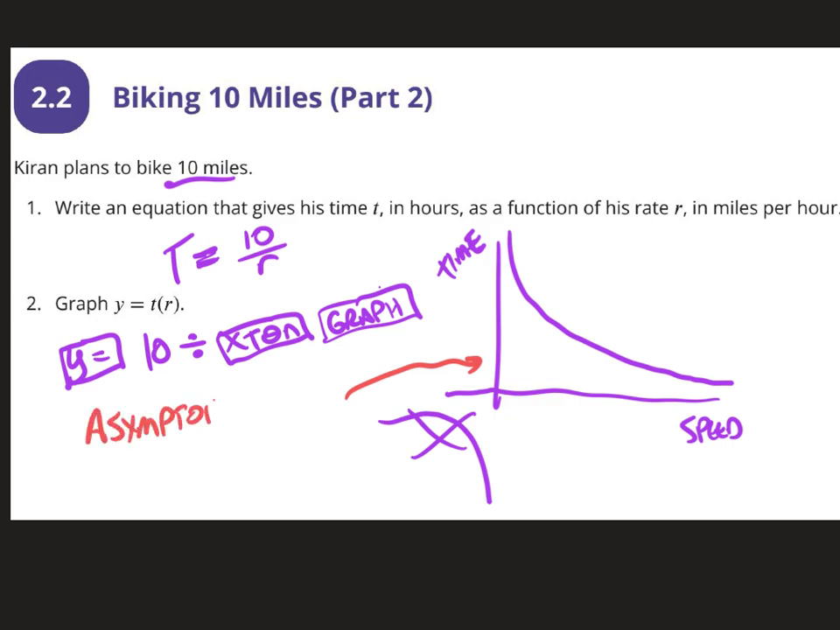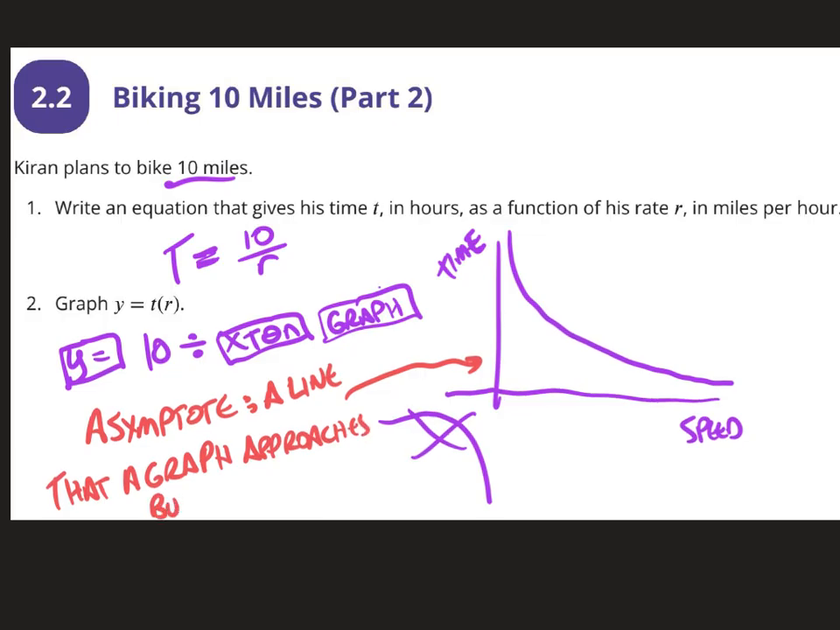Asymptotes. An asymptote is a line that a graph or curve approaches but never touches. So it never touches the line.